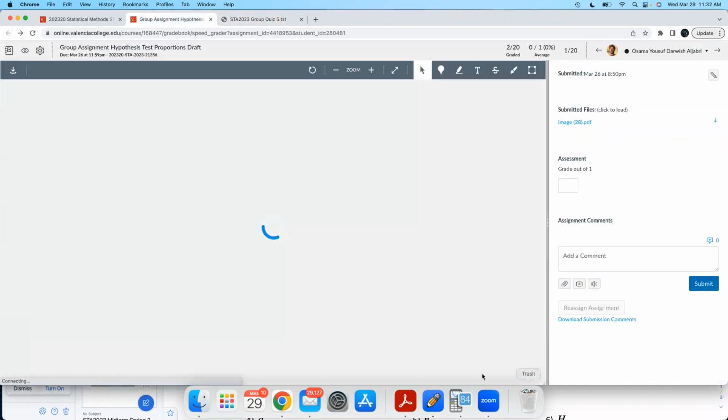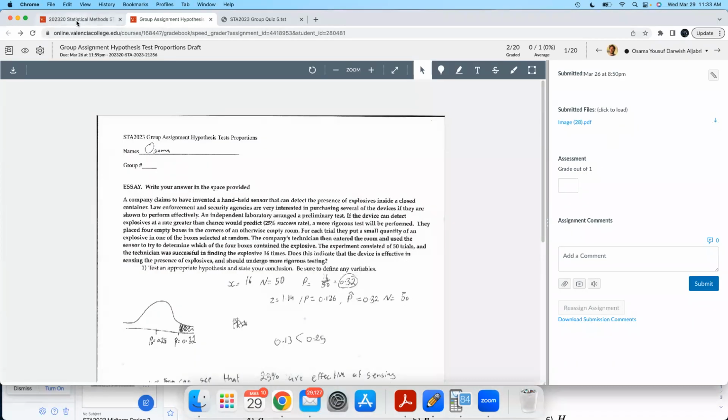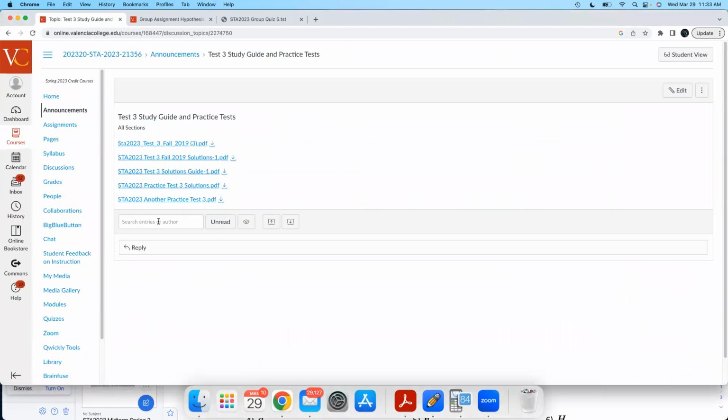Okay, like I showed you last time, we've got all these different practice tests here with solutions. Someplace there's a video of at least this one. It's in one of the weekly overview pages. But I've got so many old tests. We're going to go through another old test 3. I'm not going to do every problem, but we'll do a few of them.